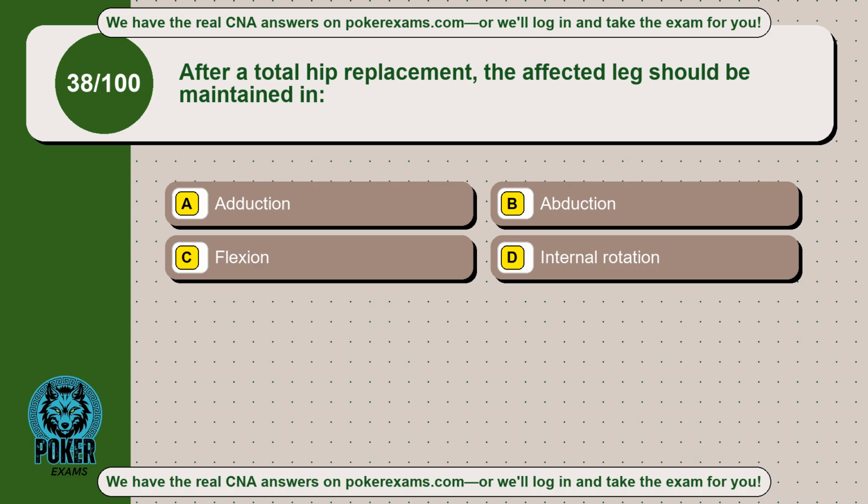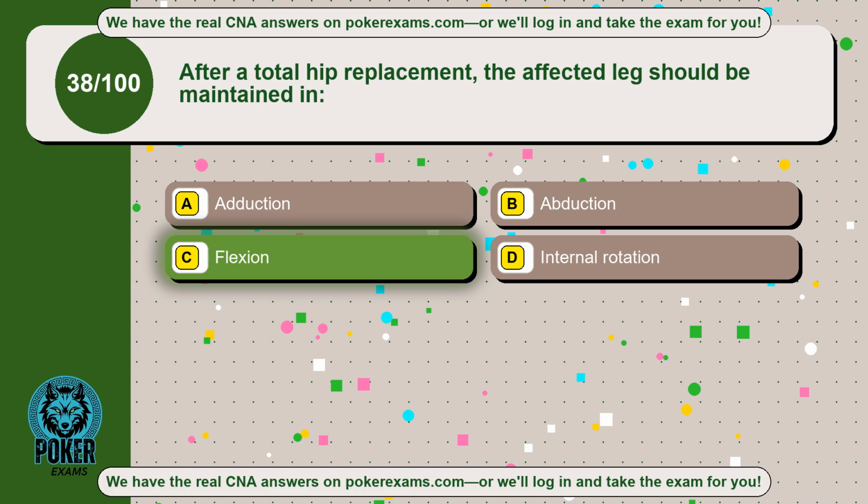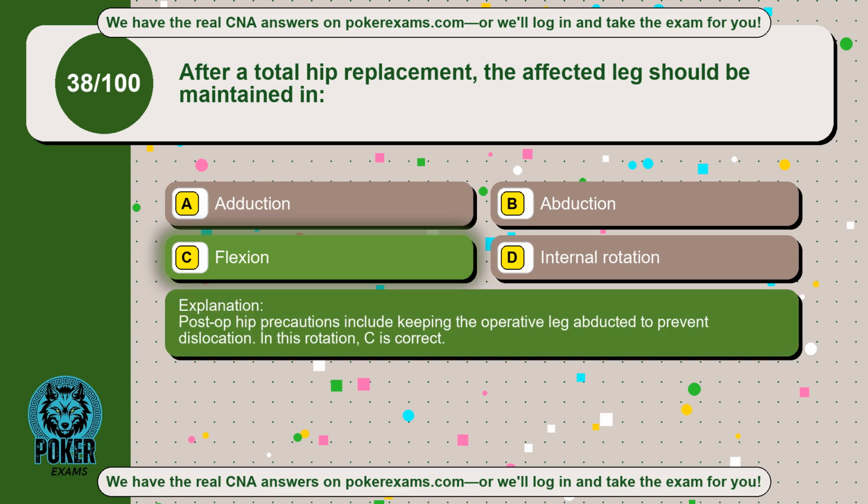Question 38. After a total hip replacement, the affected leg should be maintained in. Option A. Adduction. Option B. Abduction. Option C. Flexion. Option D. Internal rotation. The correct answer is option C. Flexion. Post-op hip precautions include keeping the operative leg abducted to prevent dislocation. In this rotation, C is correct.